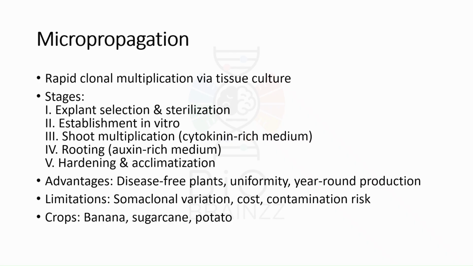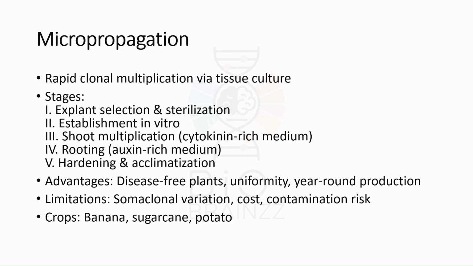Micropropagation refers to the rapid clonal multiplication of plants using tissue culture techniques, enabling large-scale production of genetically identical plants. As outlined on this slide, it involves multiple stages starting from explant selection and sterilization, followed by establishment in vitro, shoot multiplication, rooting, and final acclimatization. Each stage requires precise control of nutrients and hormones, particularly cytokinins for shoot proliferation and auxins for root induction.